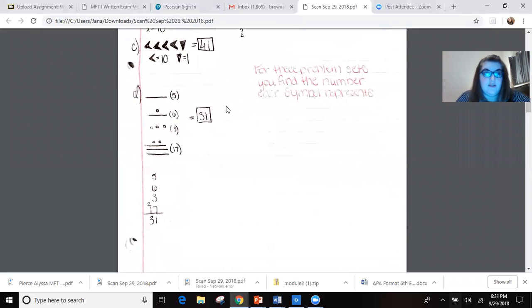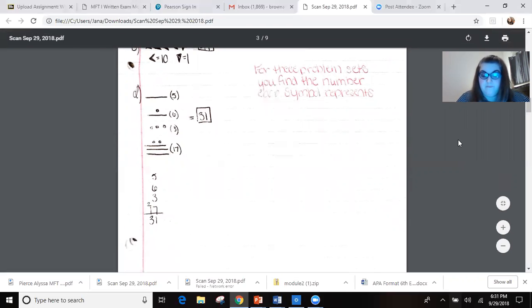Now, this is one of my favorites. So right here, this line right here will equal 5. So down here, we have a line and a dot. So the line we already know is 5. 1 dot is 1. So that would be 6. 3 dots is 3. And then we have 3 lines, which would be 5, 10, 15, 16, 17 with those 2 dots on top. So altogether, I have my math right there, that would equal 31.